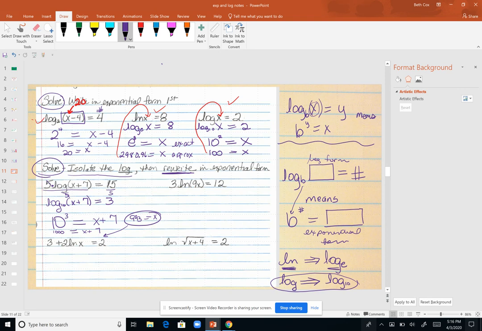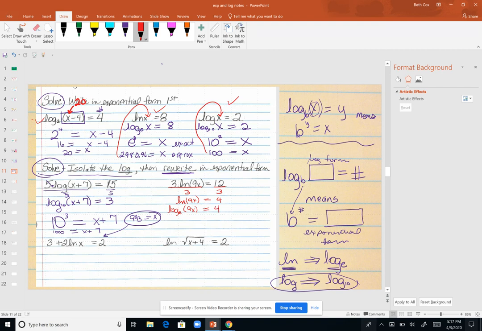Stop the video and redo that if you need to. Think that through. All right, the next one works the same way. I've got this 3 in the front, and I'm going to isolate it. I'm going to divide everything by 3, and that gives me the natural log of 9x is equal to 4. I'm going to rewrite that as log base e of 9x is equal to 4.